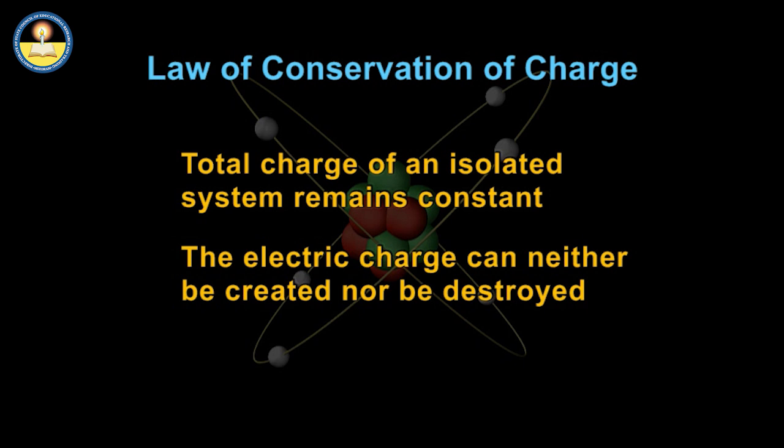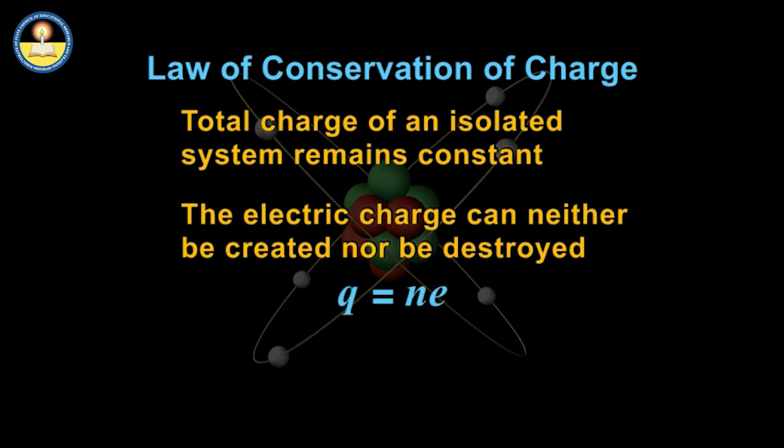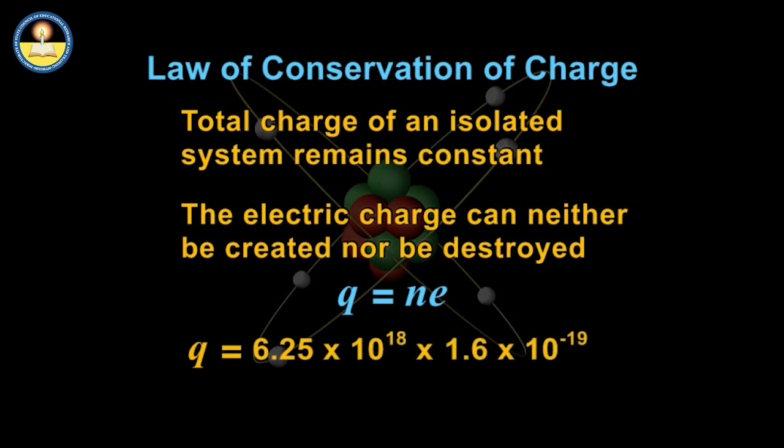Total charge on a body can be obtained as the product of the number of free electrons or protons and the charge on an electron or a proton. This expression shows that 6.25 into 10 to the power 18 electrons constitute a charge of 1 coulomb.